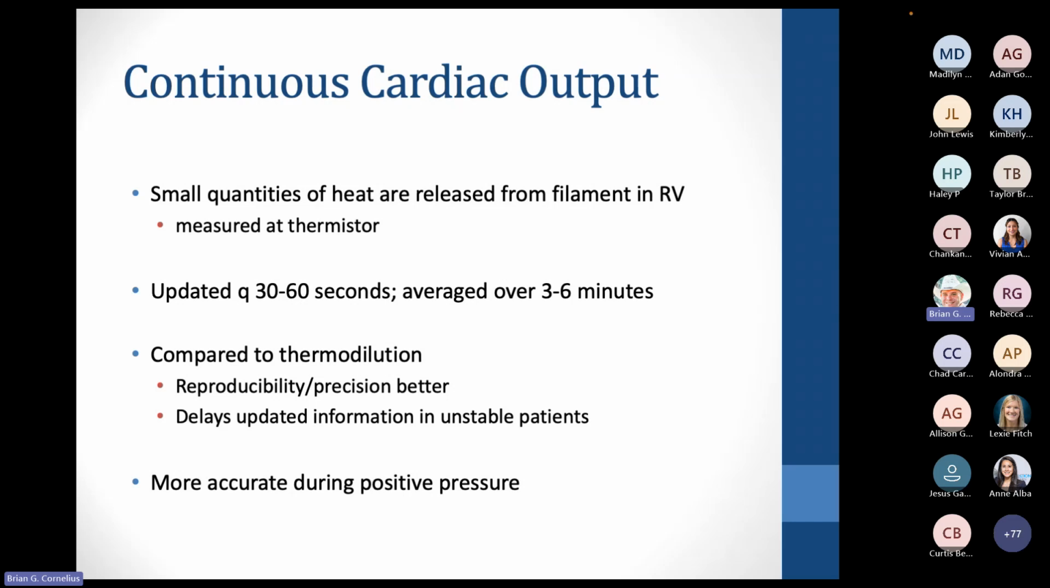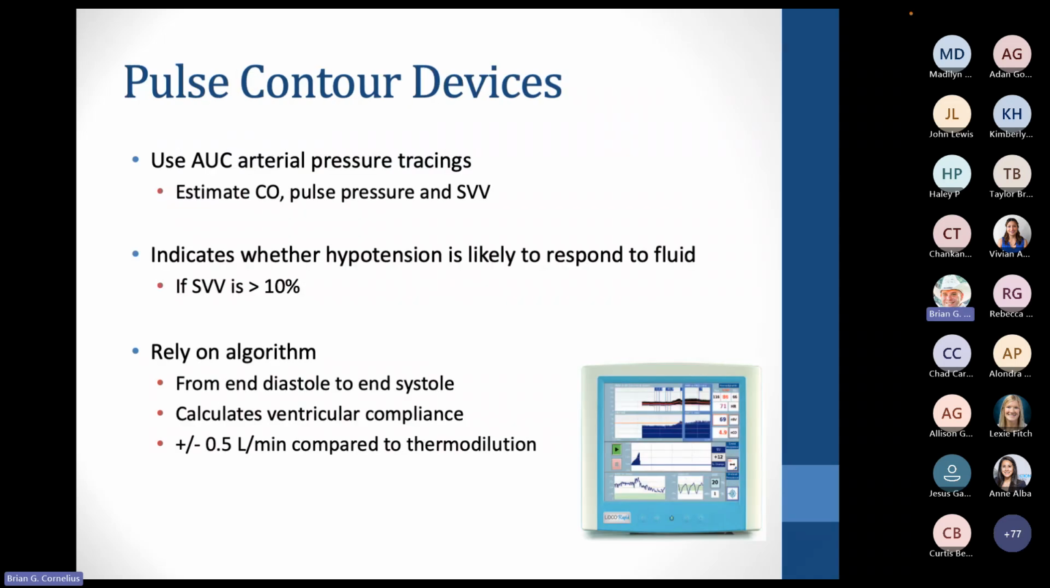One thing you do tend to see, even with the continuous cardiac output devices, is delays in patients that are unstable, which really is the biggest reason we're using this, because patients are unstable. So it may not be the greatest picture ever. Just something to think about there. The other thing you see compared to thermodilution is it tends to be a little bit more accurate when patients are being positive pressure ventilated. Another device you may see is the Pulse Contour, and there are a couple other non-invasive monitors out there. I just picked one. Basically what they do is use an arterial line tracing to estimate the cardiac output, the pulse pressure variation, and the stroke volume variation.